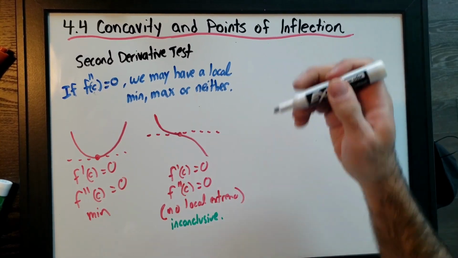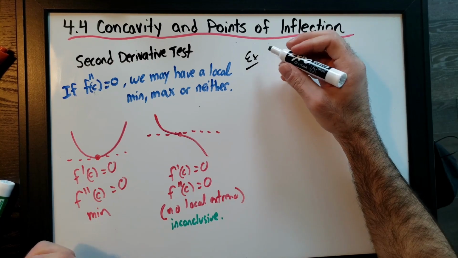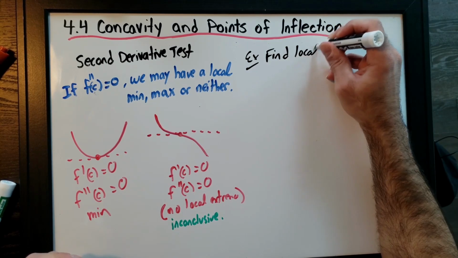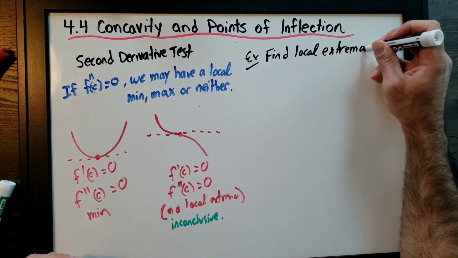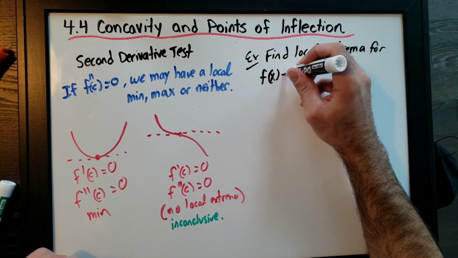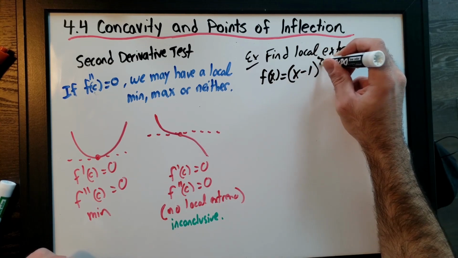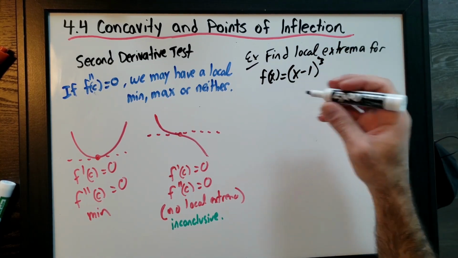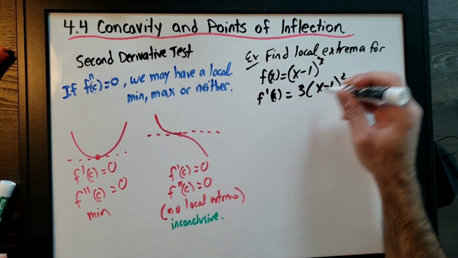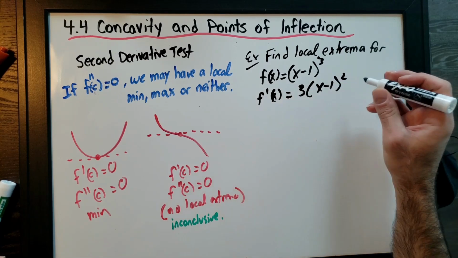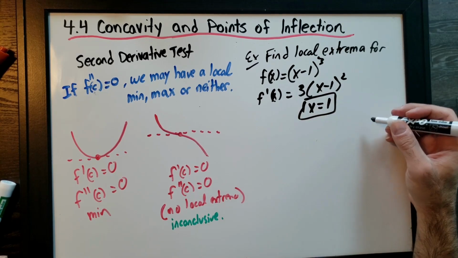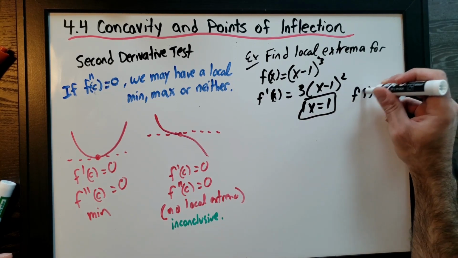Let's say we wanted to find, okay, we want to use the second derivative to find the local extrema for the function f of x equals (x minus 1) to the 3. Okay, so we're going to find the first and second derivative. First derivative, 3(x minus 1) squared. So x is 1 for our first derivative. And we're going to plug it in to find that f at 1 equals 0.